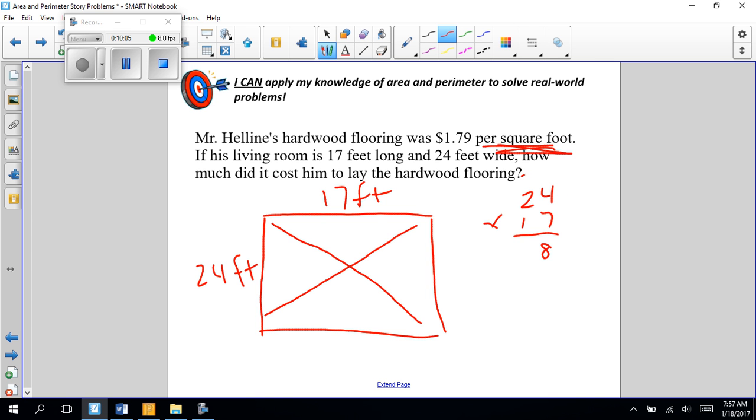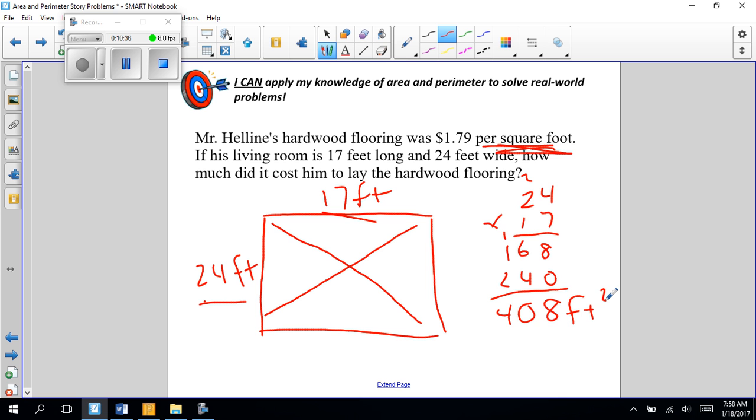I get 28, 14, 15, 16. I put my placeholder, I get a 4, I get a 2. So I have 8, 0, 4. So I get 408. Is that dollars? Is that square feet? What is that? Think about it, if I did length times width, and it gives me my answer, that's my area, so that's 408 feet squared. I want to figure out how much it costs.